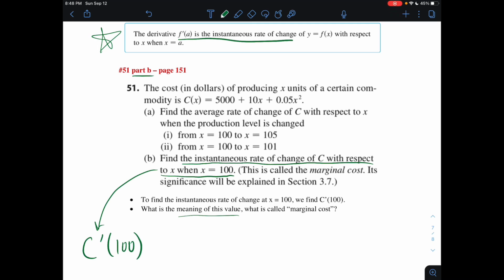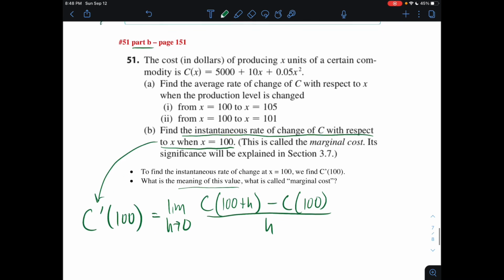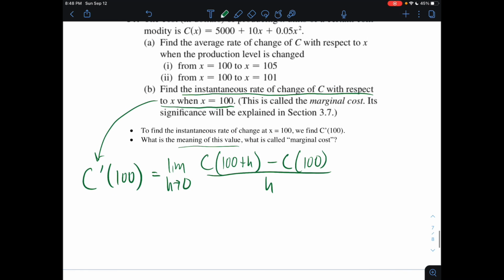So C prime of 100, just again using our language, is the limit as h approaches 0 of C of, in this case, 100 plus h minus C of 100 divided by h. So again, calculating this is no different than what we did in all the other examples in this section. So we know that we'll just use our function to plug everything in. So everywhere I see an x, I'm going to first replace it with 100 plus h.